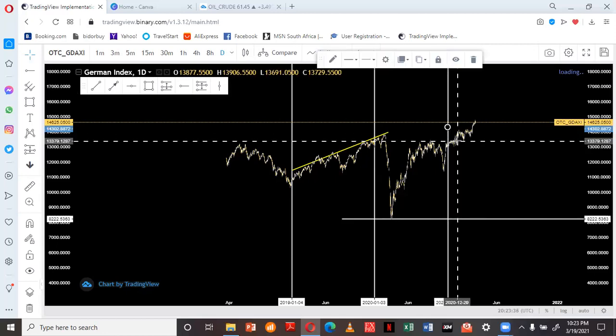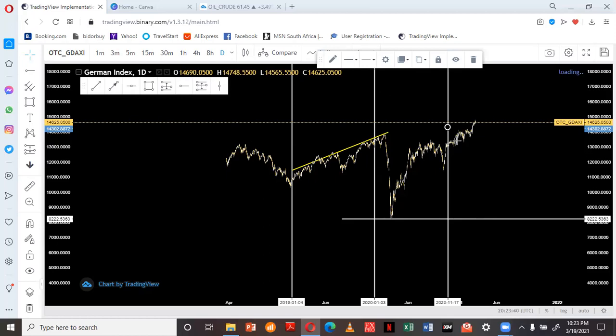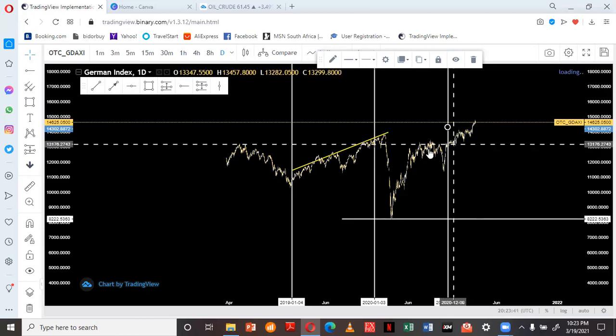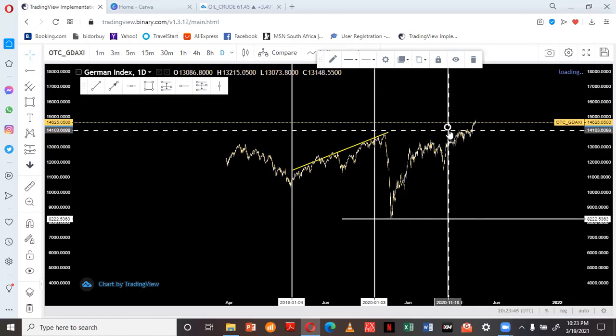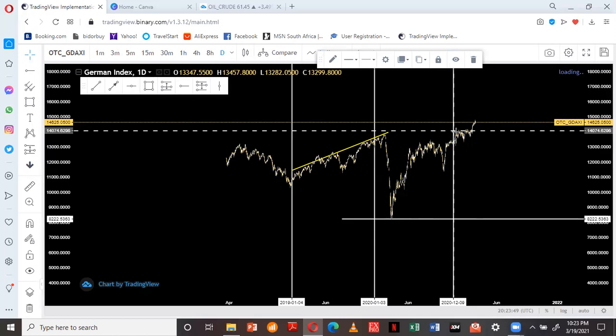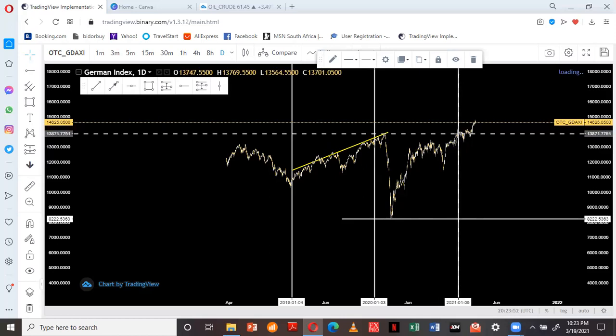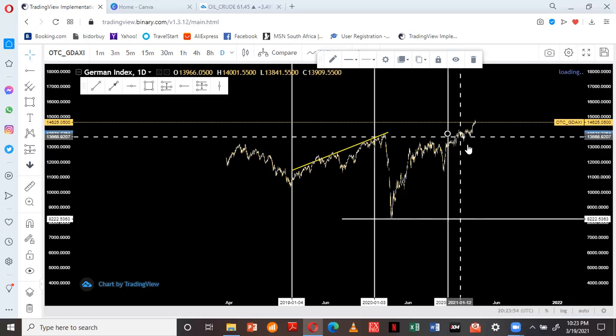We are about to check the German index. So now I want you to see something before we can proceed to analyze it.